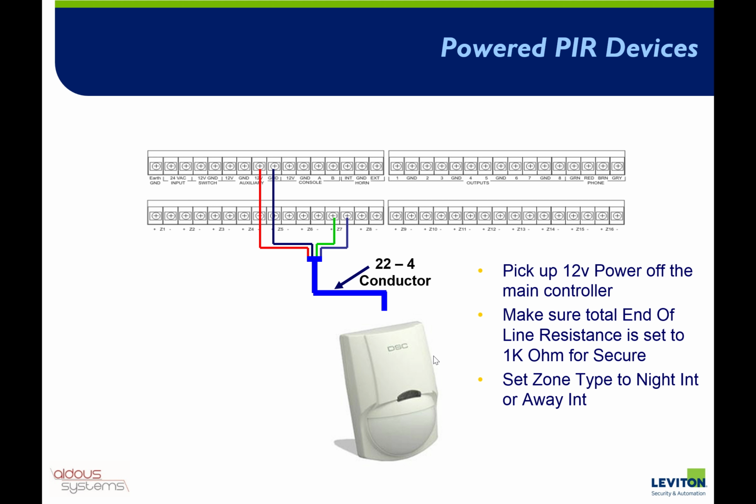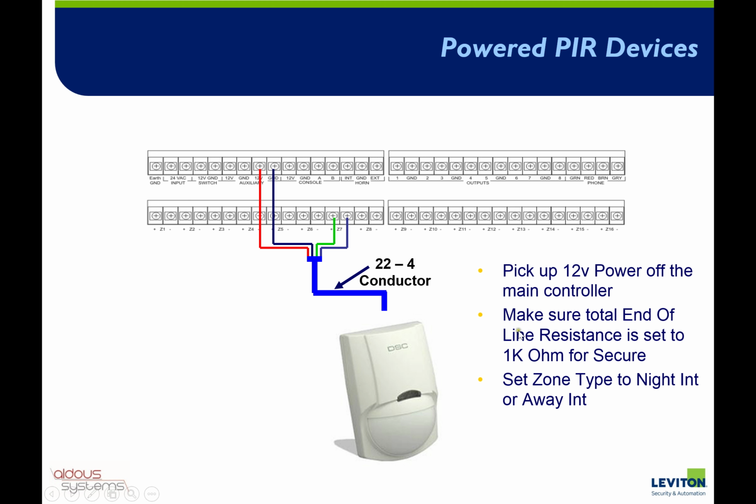You use that for the console keypad, and the bell boxes and the PIRs and door contacts, all the security devices. So as you can see, I've got 12 volt and ground coming off the auxiliary power up here to the PIR, and I've got 2 wires going into a zone.